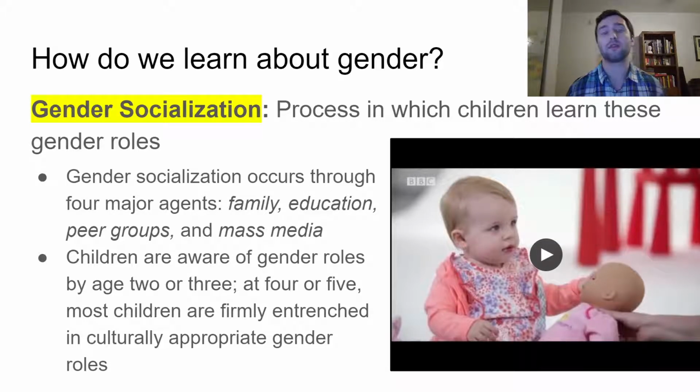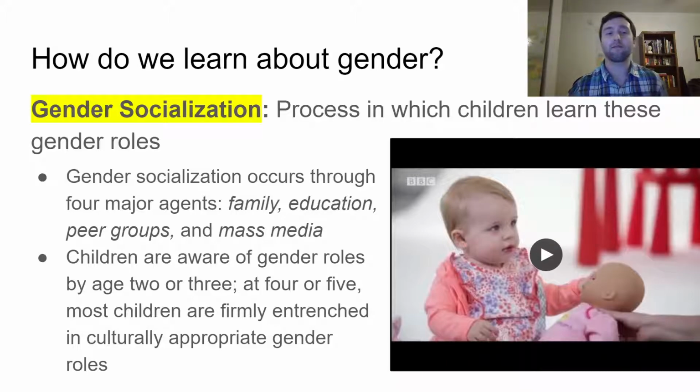But all of them are things that are taught to us by society. Our family teaches us it, our schools teach us it, our friends teach us different things, the media tells us things, right? And all of this is socialized into us. And the exact same thing happens with gender. Children are aware of gender roles by the age of 2 or 3. At 4 or 5, most children are firmly entrenched in culturally appropriate gender roles. So this starts incredibly early.